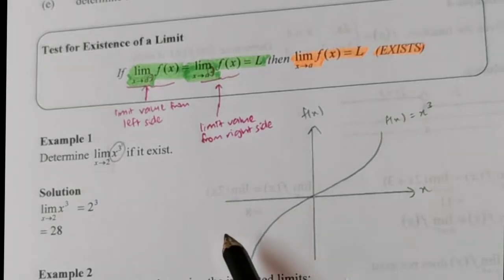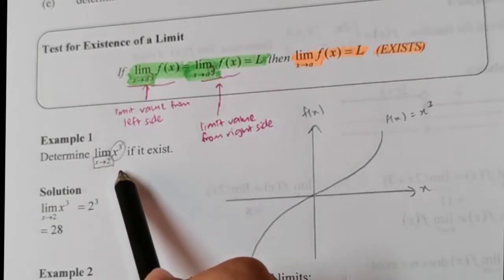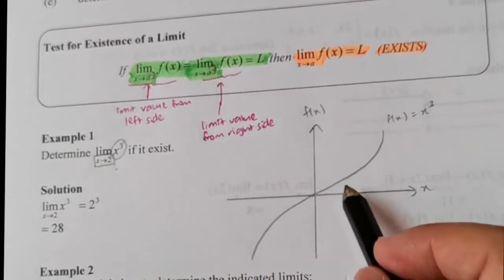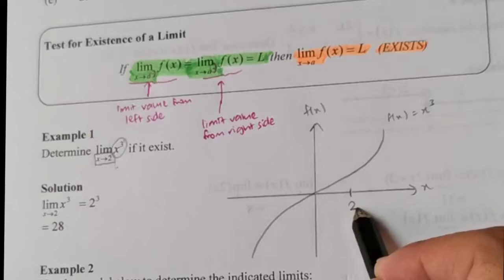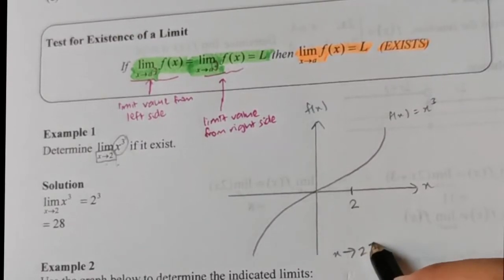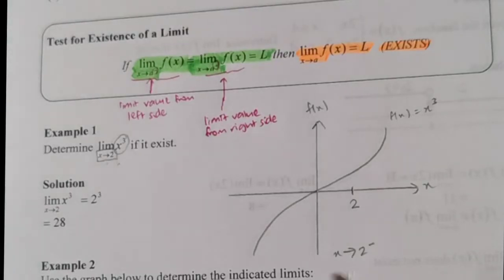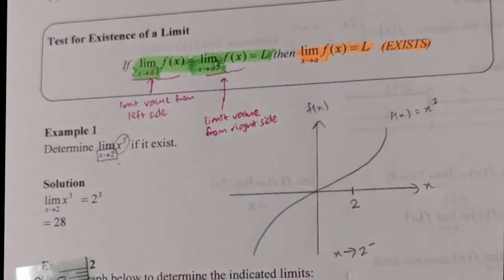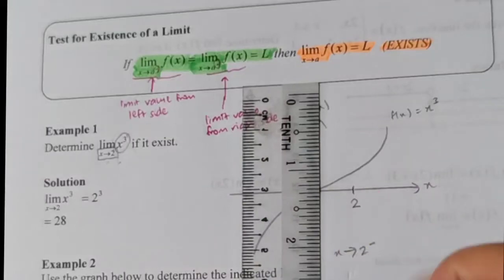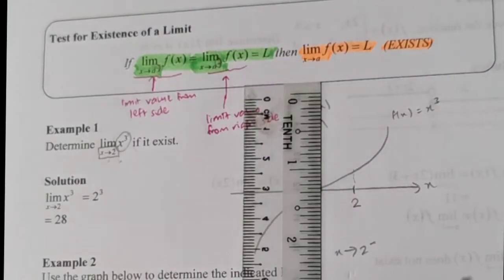Okay, and then we want to determine whether the limit exists at x approaching 2. Can you see that? x approaching 2. So this means the x value 2 is somewhere in the graph here. x approaches 2 from the left hand side. Negative means from the left hand side. If it's hard for you to see from the graph here, you can just simply take a ruler and move your ruler so that it's going to approach the value x equal to 2.